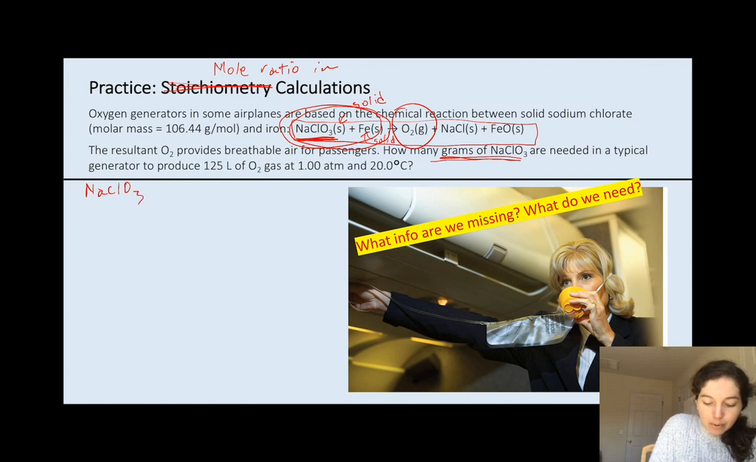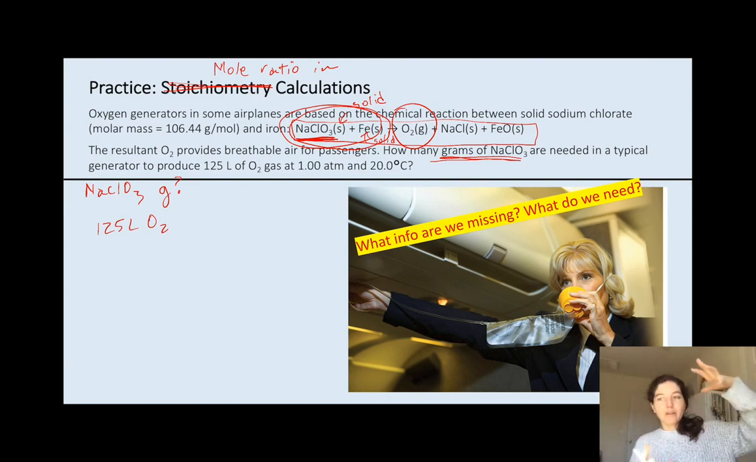It asks here how many grams of NaClO3, we're looking for grams of this, are needed in a typical generator to produce 125 liters of oxygen gas. Remember, they're normally in containers, so you'd have 125 liters of oxygen gas. So it's asking us how many grams we need to get here. It also gives us some other values, pressure and temperature.